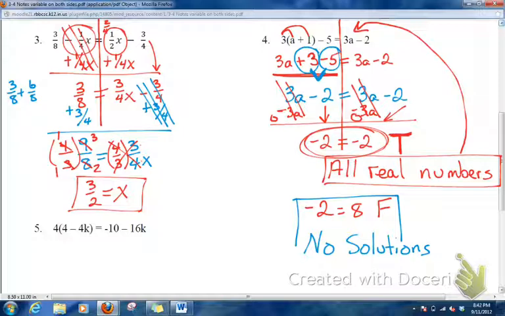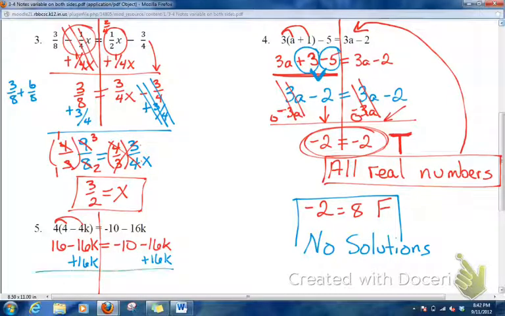Alright, for our final example, number 5, a couple steps here. We're going to put our line down the middle. I'm going to look at the left side. I'm going to say first I need to distribute: 16 minus 16k equals negative 10 minus 16k. Okay, now I want to get my variables together. Add 16k to both sides. Oh, I'm already seeing what's going to happen here. Negative 16k cancels with positive 16k. Negative 16k cancels with positive 16k. I have 16 equals negative 10.